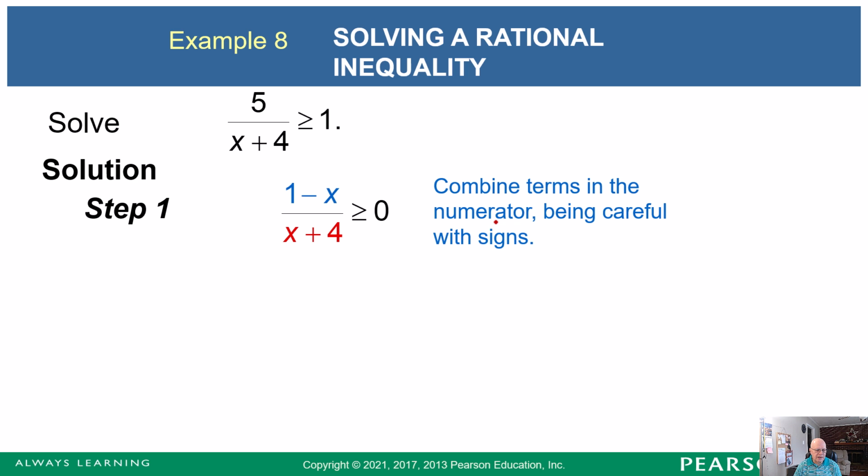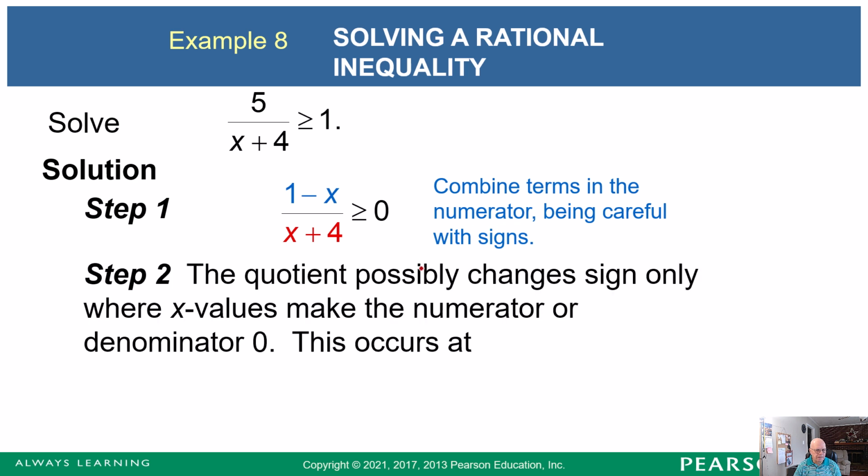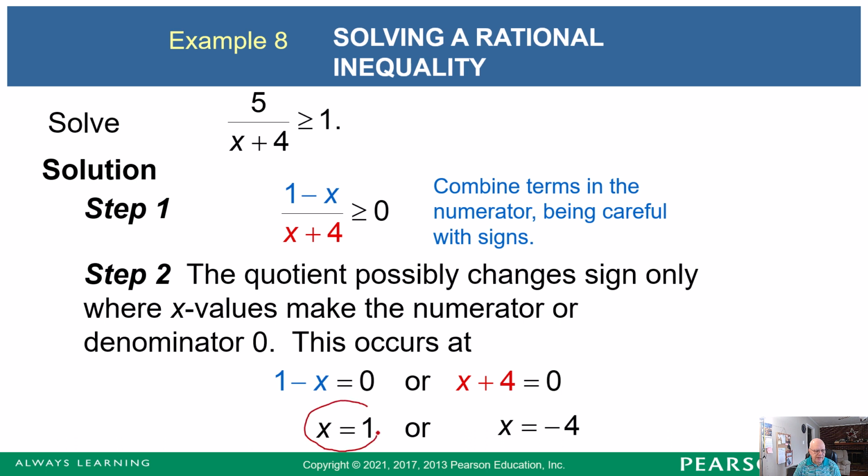Now, watch out with the signs. Now, the quotient changes sign only when the numerator or denominator equals 0. Where does it happen? At 1 and negative 4. Can 1 be included? Yes, because it's from the numerator. Can negative 4 be included? No, because it's from the denominator.